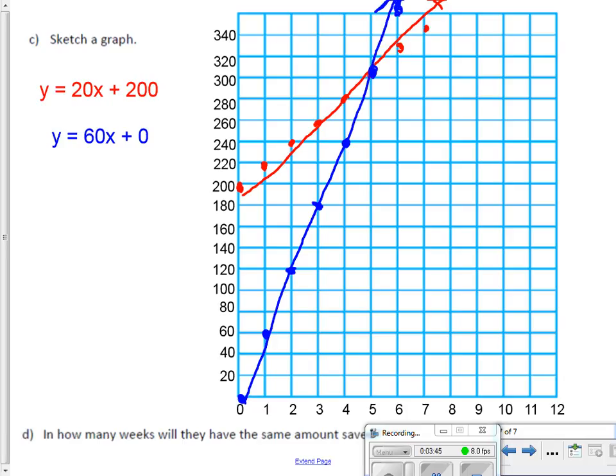Now in this case, we can see right here, this is where they cross each other. This is where they intersect. They're both going to have $300, and if we look at our x amount, it's going to be after 5 weeks. At the bottom, the question is, in how many weeks will they have saved the same amount of money? Well, it's going to be 5 weeks. And again, how much after those 5 weeks, exactly how much would they each have? They'd each have $300 after 5 weeks.